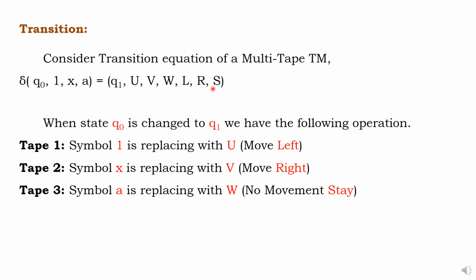This is what I mentioned here. The state is changing from Q0 to Q1. 1 is replaced by U, X is replaced by V, and A is replaced by W. And you can have left, right as well as stay movement. All will work independently, which means if one head is going left, there is no rule that the other should go right. It can also go left, it can also go right.